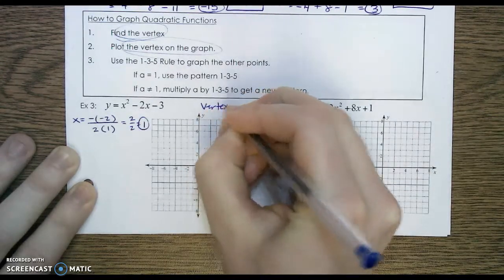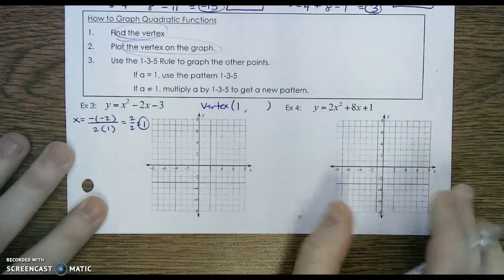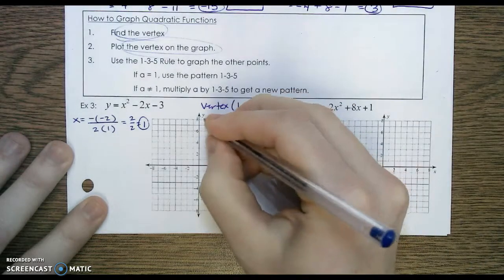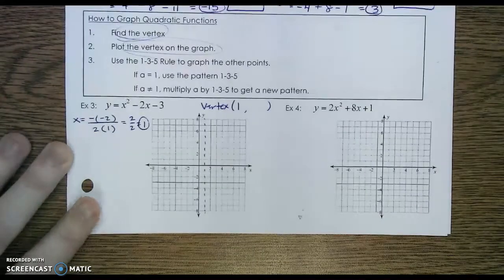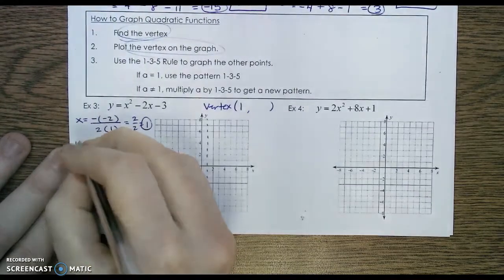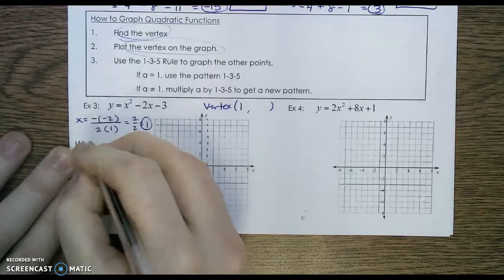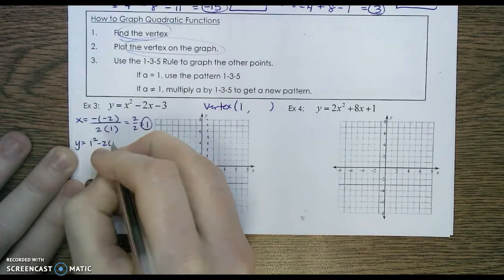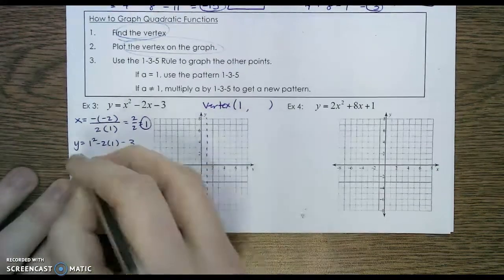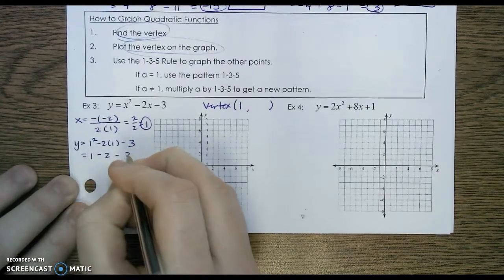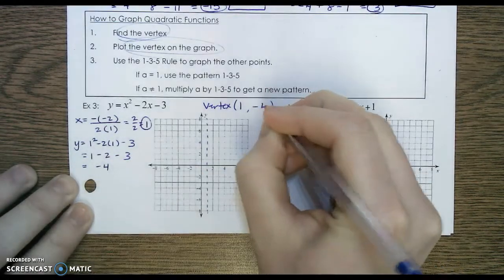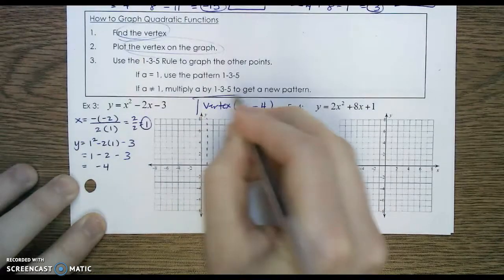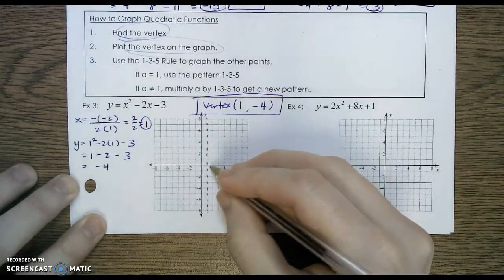Let's make a note over here. My vertex starts at 1. That tells you that you've got an axis of symmetry at 1. This is going to be the center of your U shape because that's where the vertex is. To find the y value of that vertex, you take 1 and plug it into the function. So I've got 1 squared, minus 2 times 1, minus 3. That gives me 1 minus 2 minus 3, which is going to give me a y value of negative 4. So my vertex is at (1, negative 4), and I can plot that on the graph.